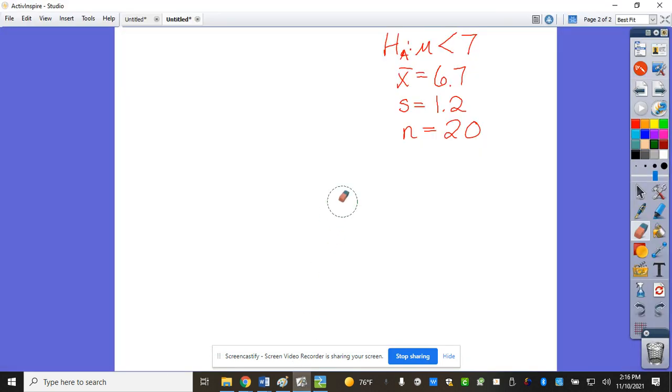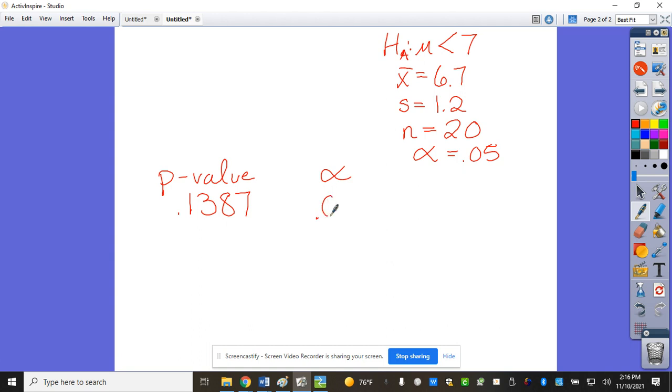So skipping ahead to what we do with that, let's say our alpha was 0.05, so they give you one. So P value was 0.1387. I compare that to my alpha of 0.05, and I know that this is what? The way I usually write it. It is not less than 0.05. And if it is not less than, that means we what? Failed to reject.